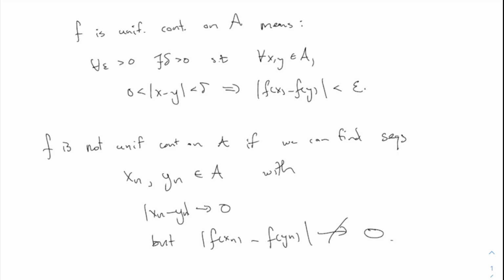All right? So you have to invent two sequences which are approaching each other. That's what xn minus yn goes to 0 means. It means the distance between the xn's and the yn's becomes 0. But when you plug into the function, those distances, for whatever reason, do not become 0. All right? This is how to show something is not uniformly continuous.